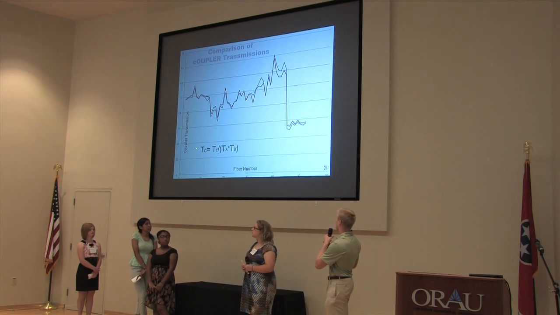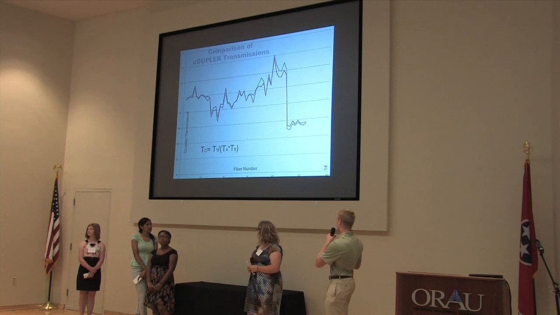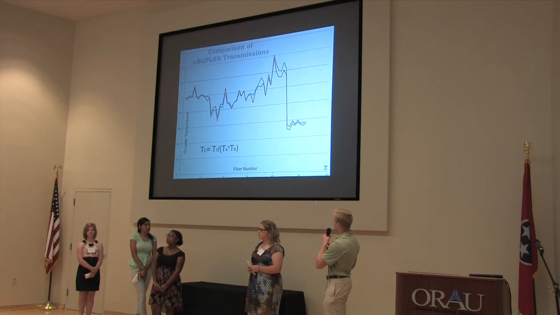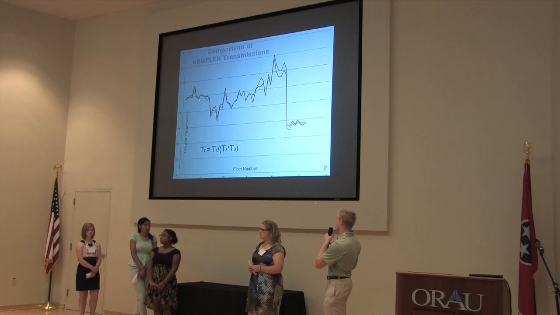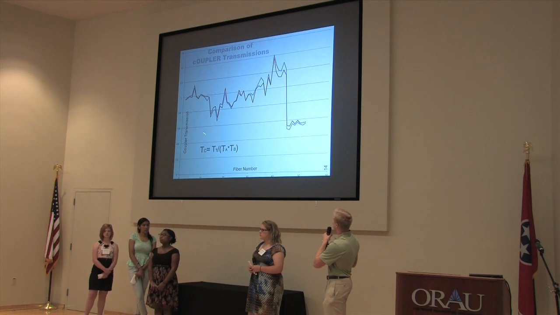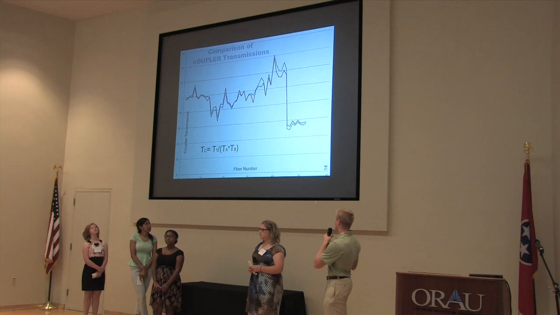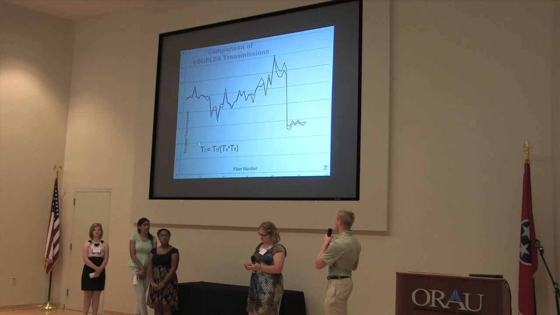And here you'll see our color transmission on the y-axis and the number of each fiber on the x-axis. Now these are the transmissions of the couplers that are used to pair the fibers together on their way from the spectrometer to the lab sphere. And we got this by using an equation that divided the total transmittance of the paired fibers by the product of the relative transmissions of each individual fiber. And that gives us the transmission of the coupler.